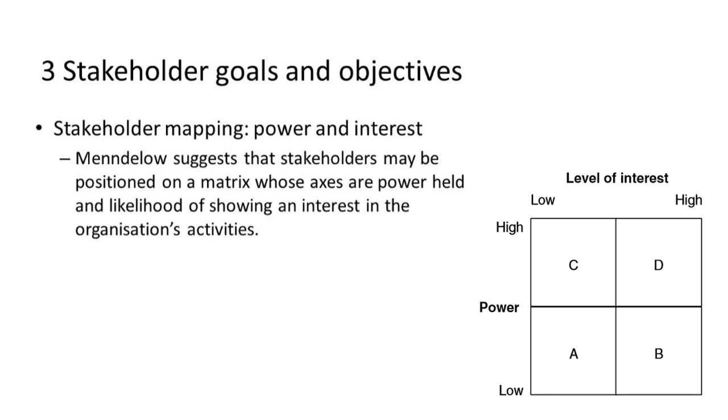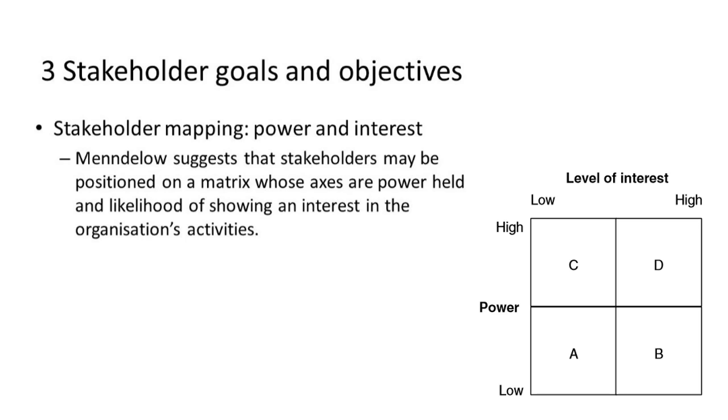Stakeholder mapping, power and interest. Mendelow, 1991, suggests that stakeholders may be positioned on a matrix whose axes are power held and likelihood of showing an interest in the organization's activities. These factors will help define the type of relationship the organization should seek with its stakeholders.